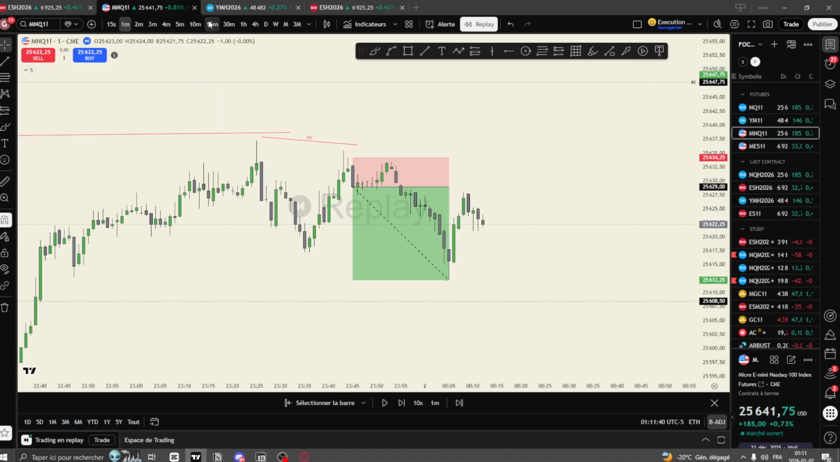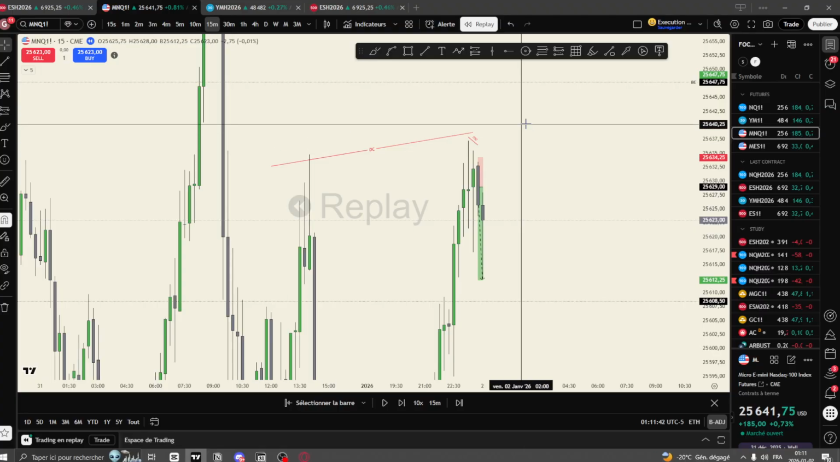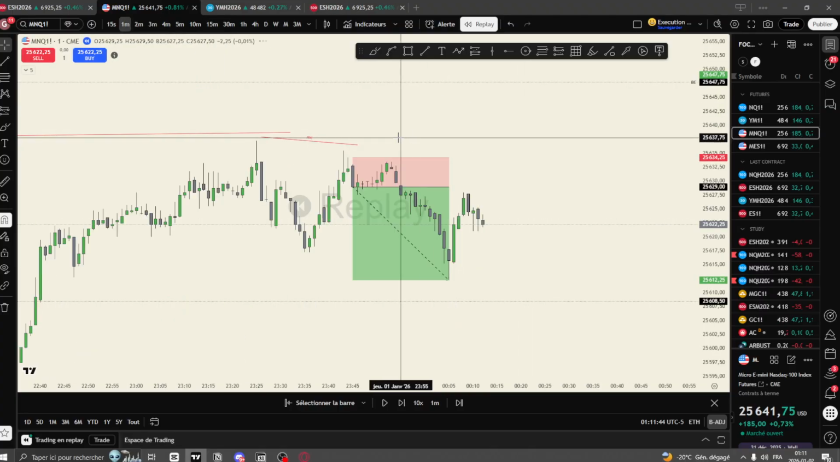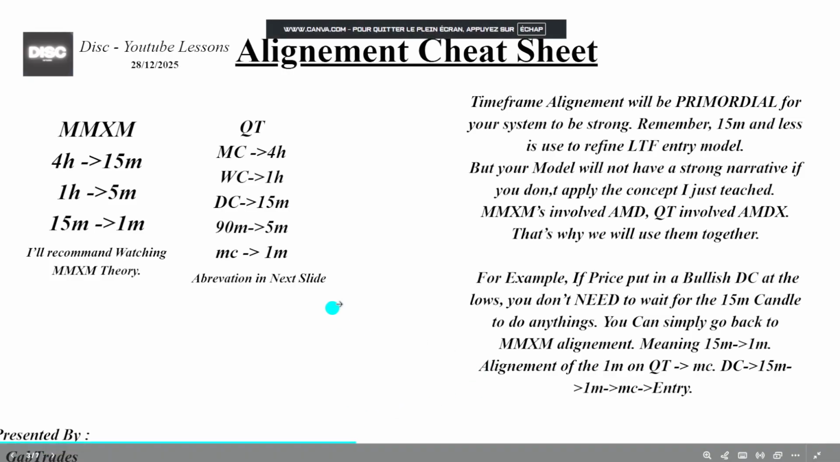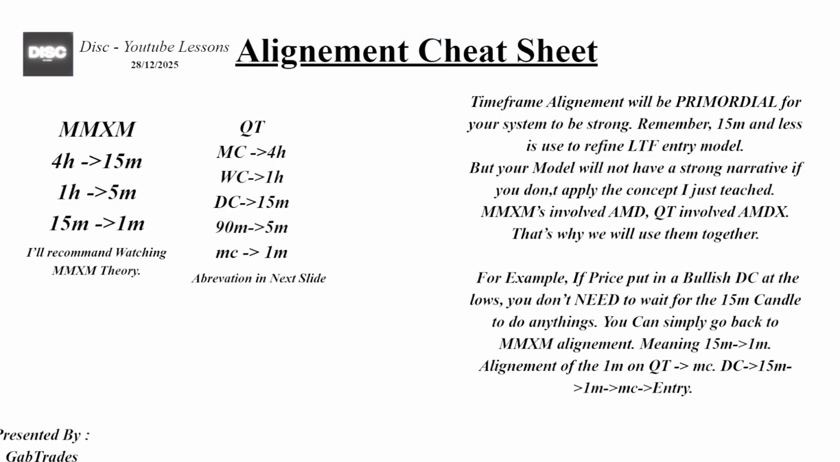So if we go back, we have QT alignment into market maker alignment, into QT alignment, into entry. That's it. It's as simple as that. There's nothing super complex about it. It takes time for people who never trade with time frame alignment. It can be either market maker model or quality theory. But at the end, it's not that complicated, and you need to understand that if you want to go deeper into quality theory.